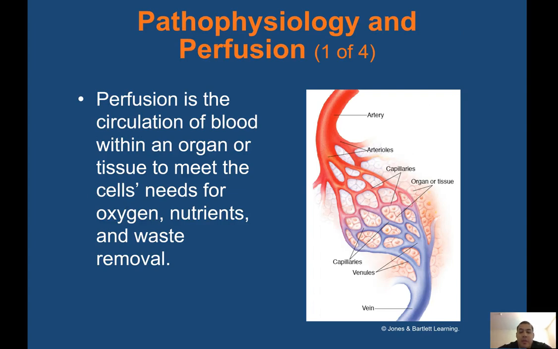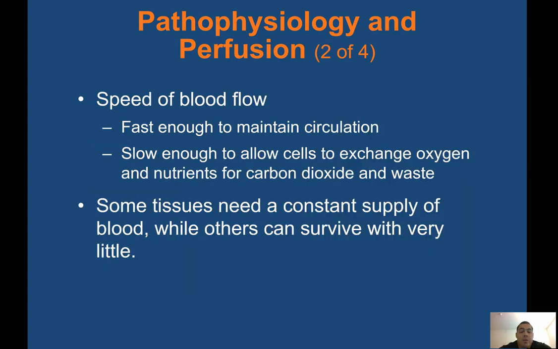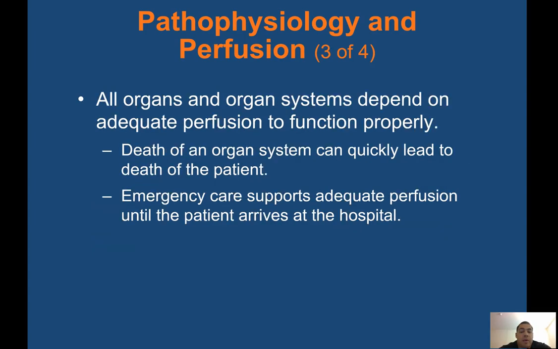So pathophysiology and perfusion. Perfusion is the circulation of blood within an organ or tissue to meet the cell's needs for oxygen, nutrients, and waste removal. So speed of blood flow, fast enough to maintain circulation, slow enough to allow cells to exchange oxygen and nutrients for carbon dioxide and waste. Some tissues need a constant supply of blood, while others can survive with very little. All organs and organ systems depend on adequate perfusion to function properly.